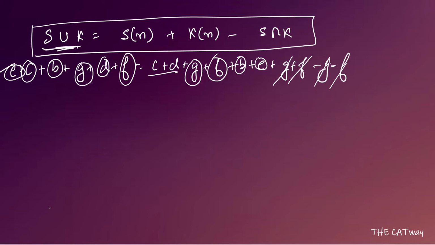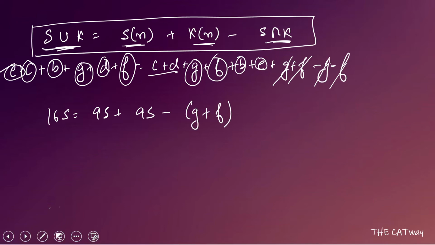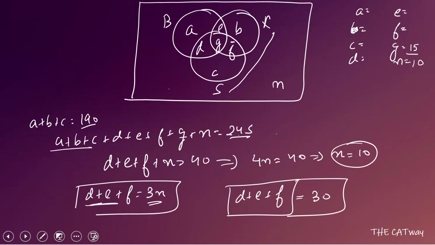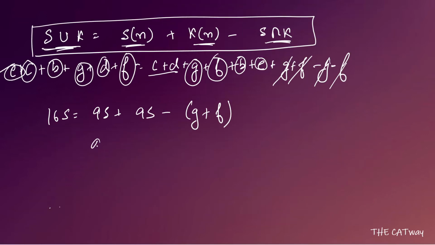Now S union K we have been given as 165, S we have been given as 95, K we have been given as 95. Subtraction S intersection K, that is G and F. So that is G plus F. You can check it from here. See, intersection is G and F. So what we will do is G plus F. From here we can find that G plus F is equal to 95 plus 95, that is 190, minus 165. So G plus F is going to be 25.